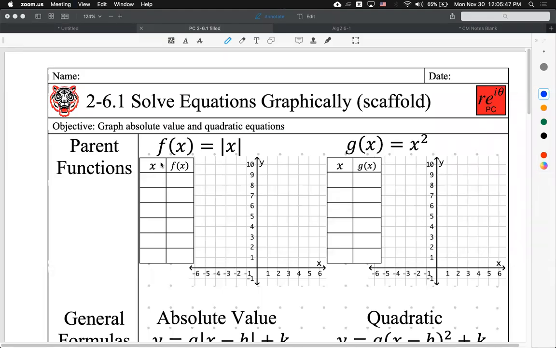All right, we're on lesson 2-6.1, the scaffolded lesson for solving equations graphically.